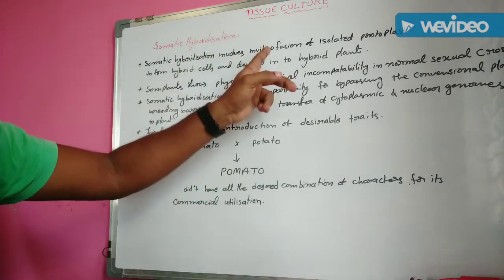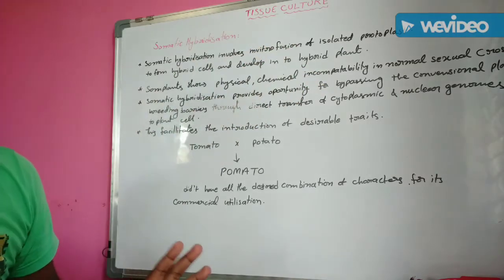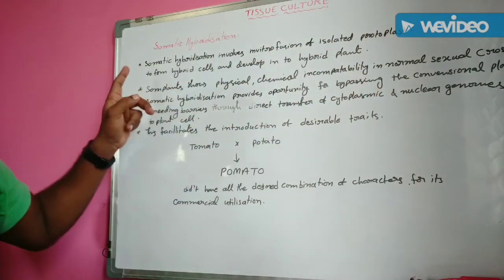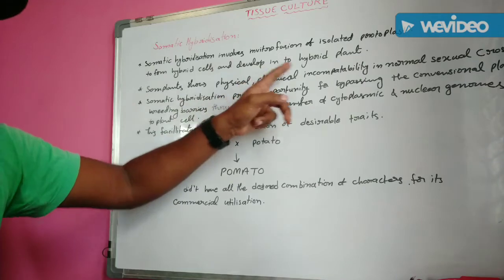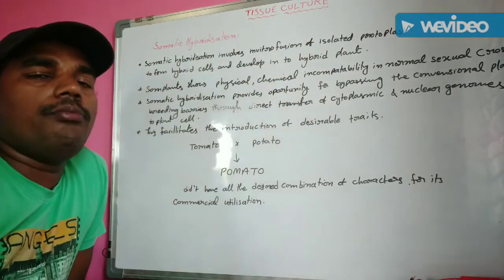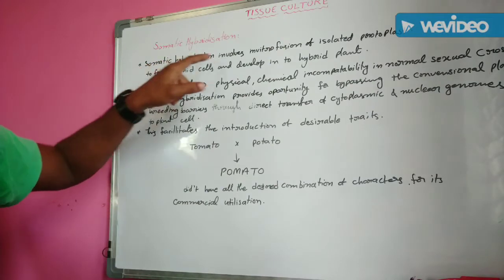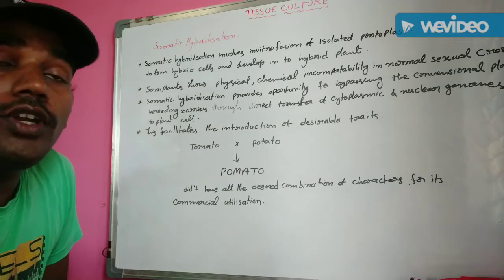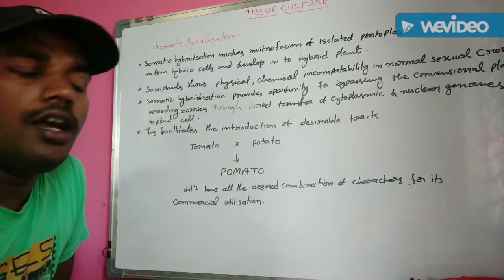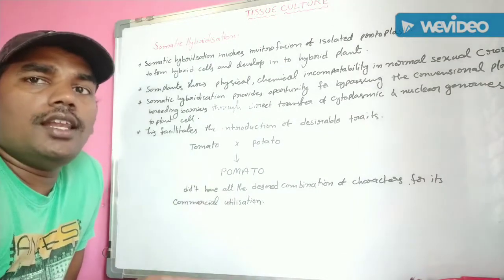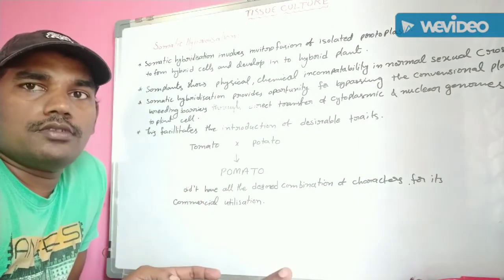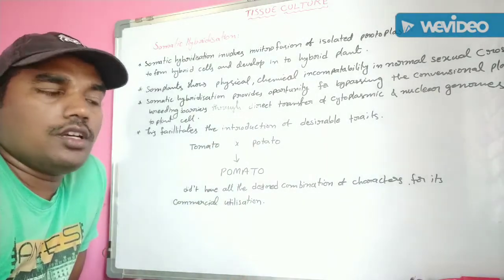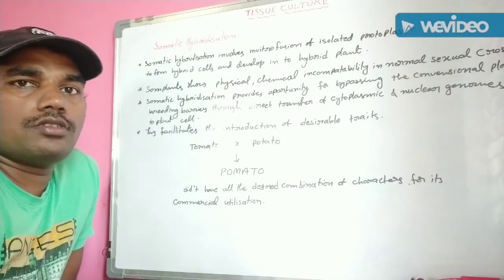The somatic hybridization technique involves in vitro fusion of the isolated protoplasts to form hybrid cells that develop into a hybrid plant. The hybrid plant is formed by somatic hybridization. This one is the in vitro fusion of the isolated protoplasts. The protoplast is isolated from the cell after digestion of the cell wall with the help of different types of cell wall digestive enzymes. Understand?